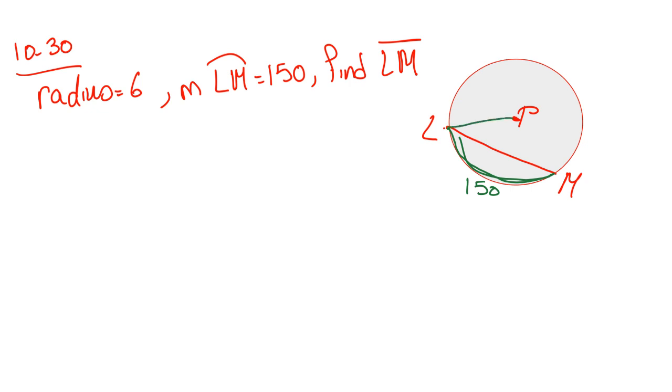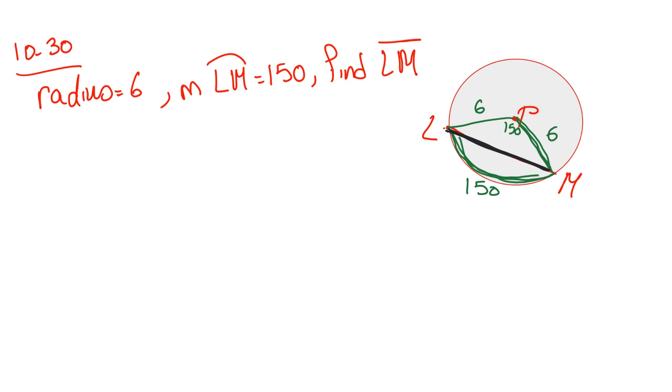I'll draw a triangle using the 2 radii and the chord. Eventually, this is 6. This is 6. LMP as an angle is a central angle because the vertex is at the center of the circle. So if this arc is 150, then the measure of this angle is 150. Now it's leaving us to figure out the length of segment LM.